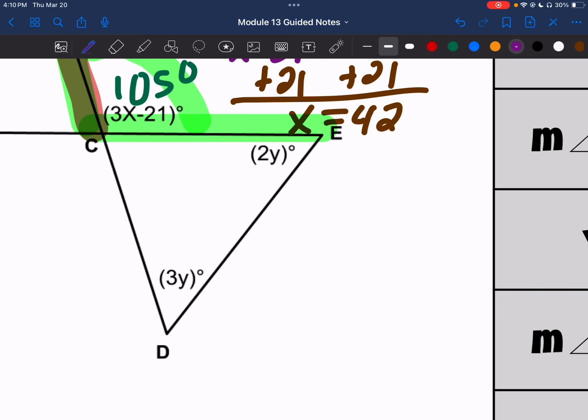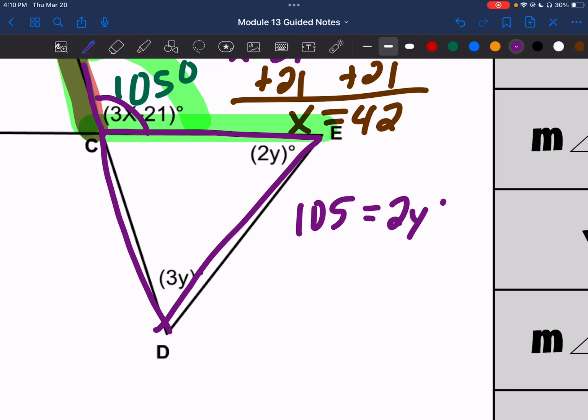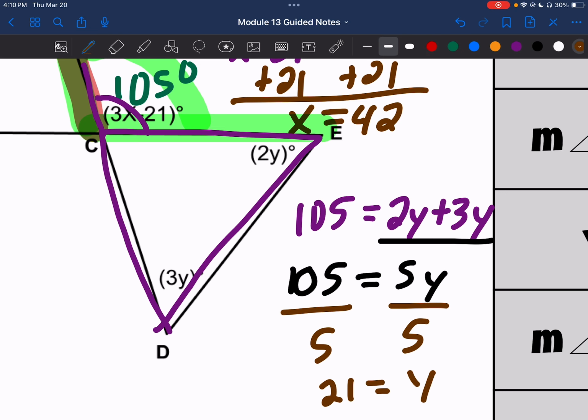What do we have going on here? Well, let's draw in our triangle again, just kind of highlight it and emphasize it. We have an exterior angle, and we have two remote interiors. So you do 105, what we just calculated, is equal to 2y plus 3y. Okay, 2y plus 3y. So we've got 105, and we combine like terms, so that equals 5y. And then we divide both sides by 5, and we find that 21 is equal to y.